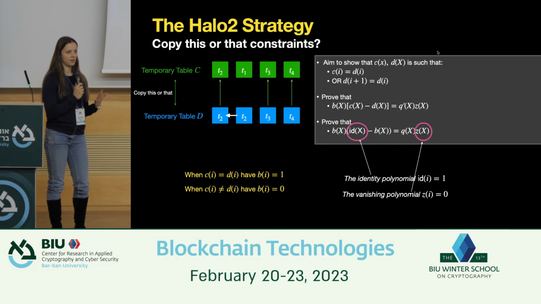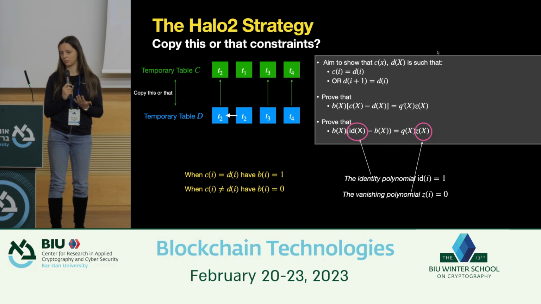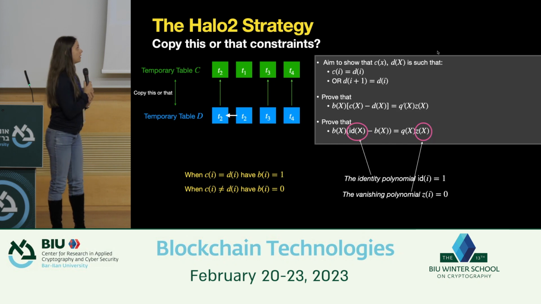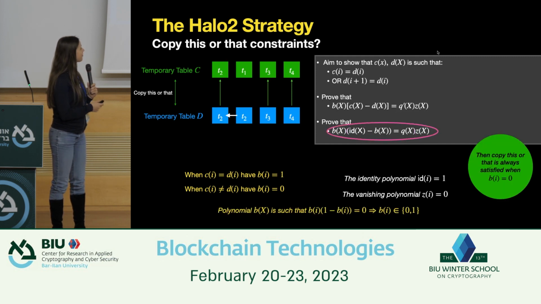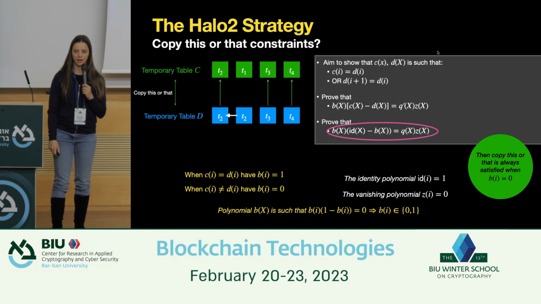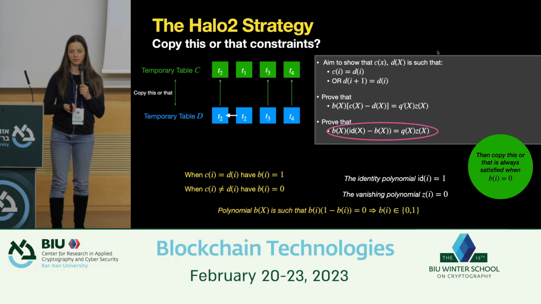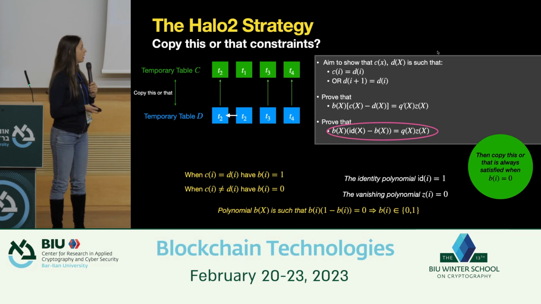We're going to check that b times 1 minus b is equal to 0, but we have to do this over the whole polynomial, so we take the identity polynomial, a polynomial that is equal to 1 at all of the points that we care about, and we're going to say that b of x times the identity polynomial minus b of x is equal to 0 over the domain. Okay, and this is going to enforce that at all points i, b of i is either equal to 0 or equal to 1.